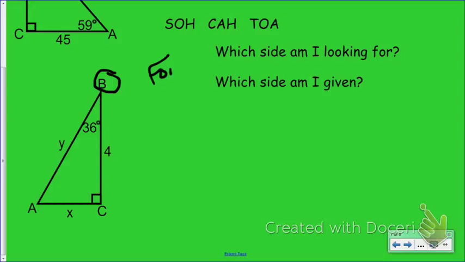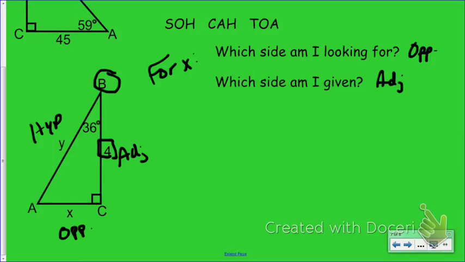First of all, I'm trying to find x. So which side am I looking for? Well, from corner B, the x is opposite the hypotenuse, remember that's the long side across from the right angle. And so where the 4 is, that must be the adjacent. So which side am I looking for? If I'm looking for x, I'm looking for the opposite. And which side was I given? Well, I was given the 4, so I was given the adjacent side.